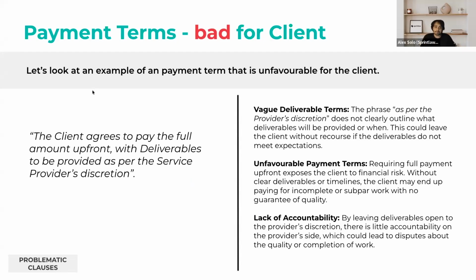So, for example, this is a payment terms clause. This would exist, for example, in a service agreement. So people may have seen clauses like this. The client agrees to pay the full amount upfront with deliverables to be provided as per the service provider's discretion. So this is an example payment clause which is really bad for the client and very good for the service provider. This is a very basic example: the client's basically agreeing to give this service provider all the money, and the service provider can just deliver what they want to deliver.